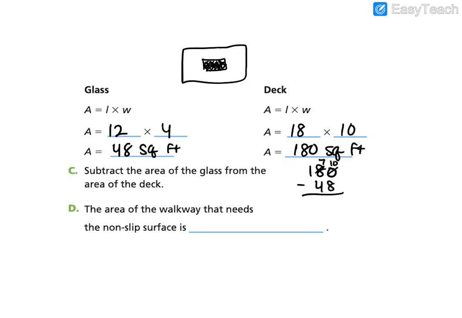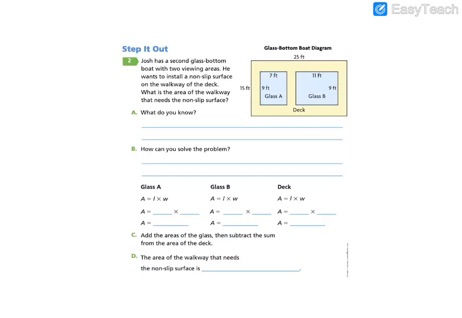We need to regroup. And we find that the area of the walkway needs to be 132. Again, we need to use our units. Square feet. Let's go ahead and take a look at the next one.